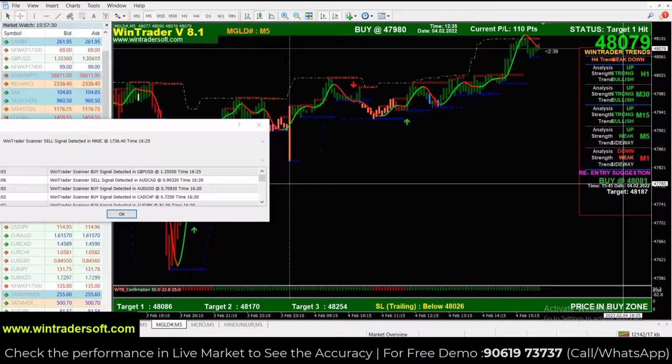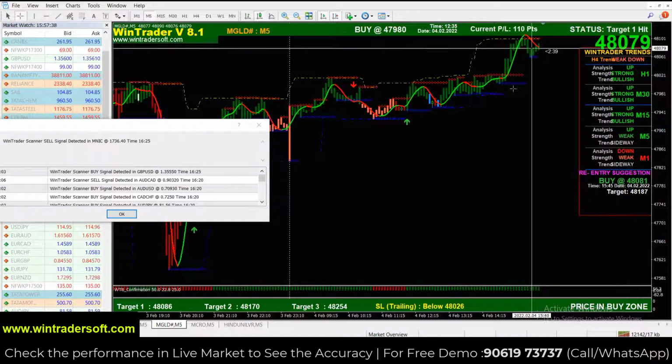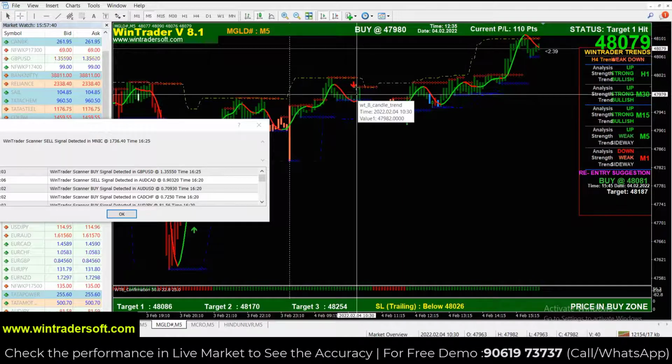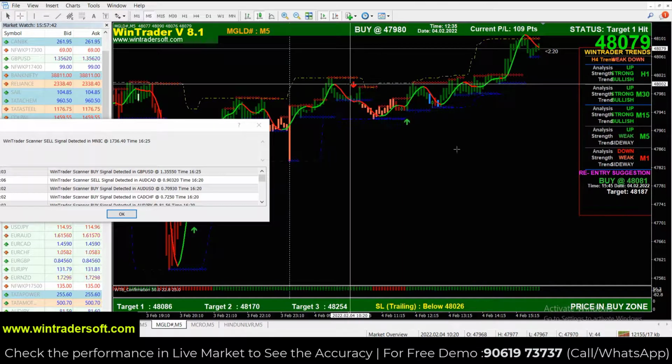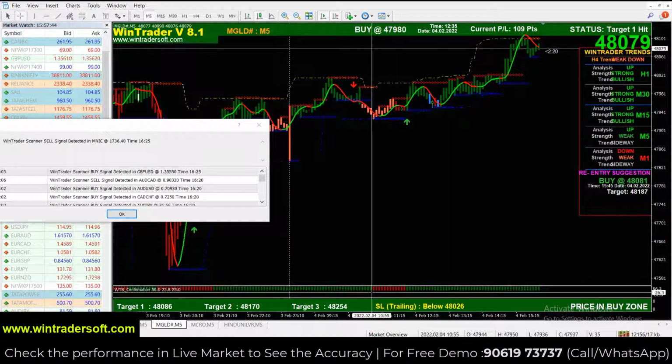And it's very simple to follow. First, you have to wait for the signal to come. If it is a buy signal, the price should be in the buy zone and the bar should be in green color. And vice versa, if it is a sell signal, then the price should be in the sell zone and the bar should be in red color.